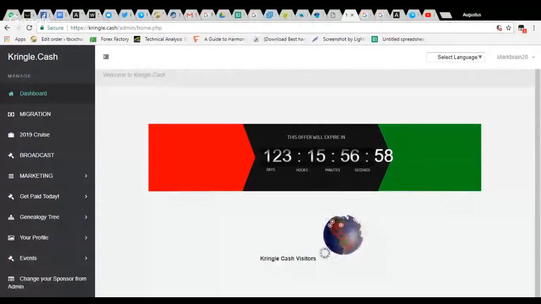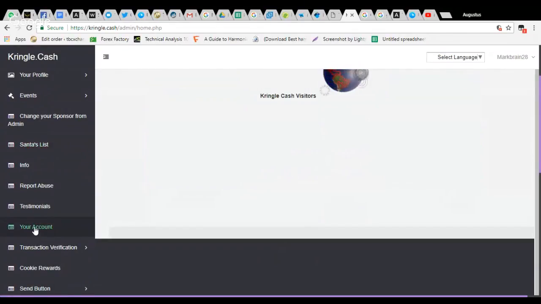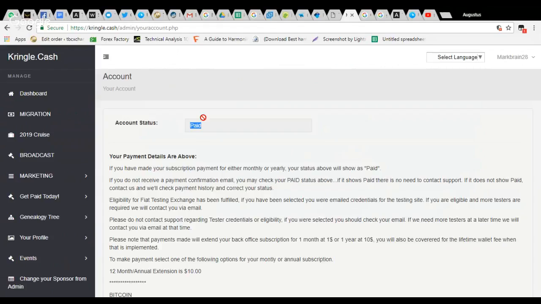So let me quickly share my screen for us to go through the process, step by step. Okay, this is my Kringle Cash wallet. First of all, before you go through the process, you have to come down to your account and make sure that your account status is showing paid. Mine here is showing paid. That means I can go ahead and do my migration.